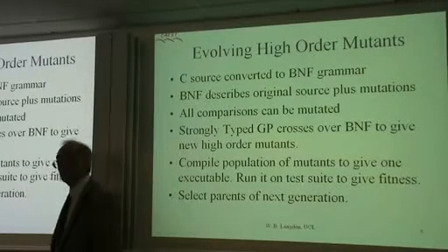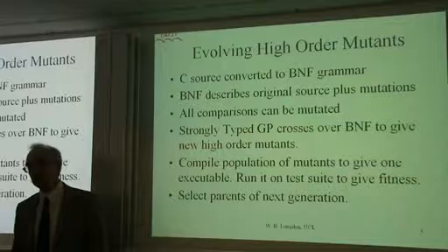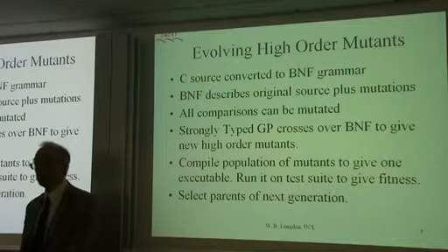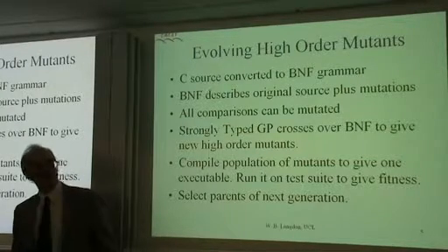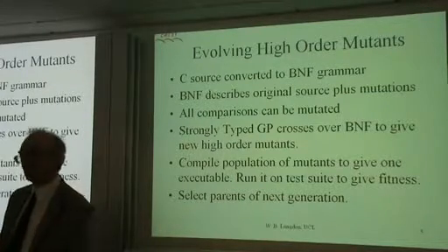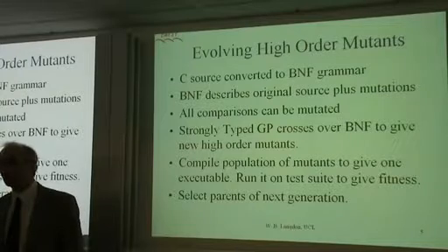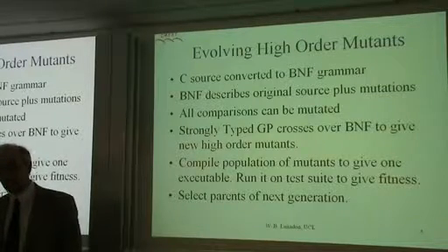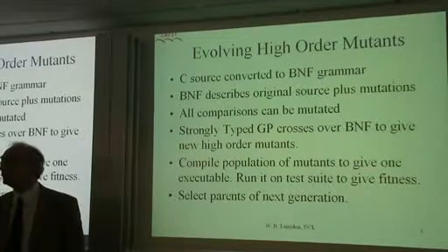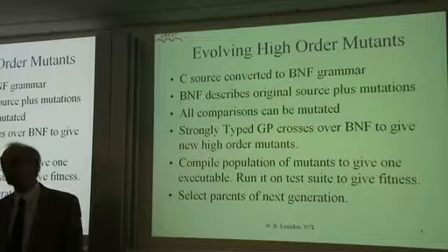The approach I'm going to describe is essentially that we take source code, all the examples in C, but it's not fundamental, and we convert it into a BNF grammar. But it's a very specific BNF grammar. It's a grammar that describes that source code and the legal mutations of it. We're only looking at comparison operations at this point, so we're looking at being able to change things like equals into not equals, that sort of mutation. So the grammar describes the source code and its mutants, and then we use a strongly typed GP system which allows us to cross over individual mutants and produce new ones.